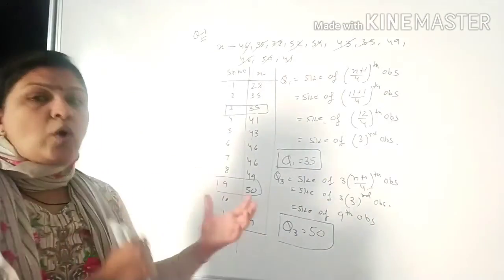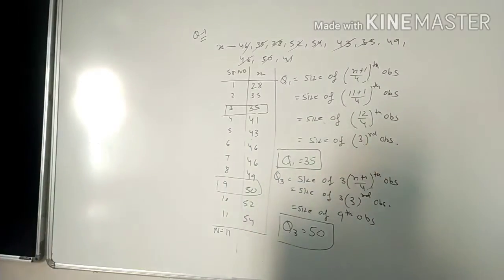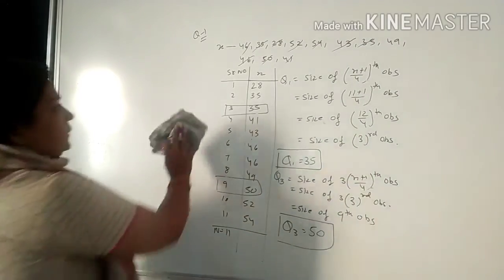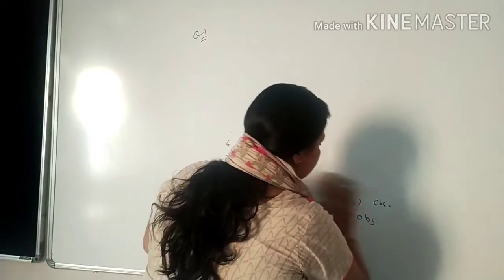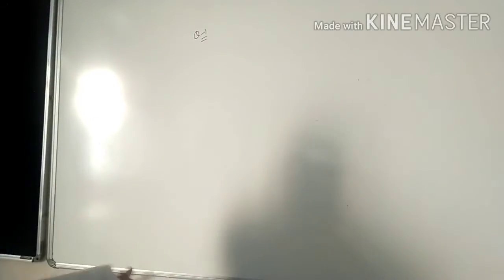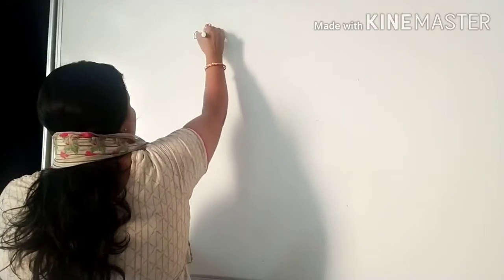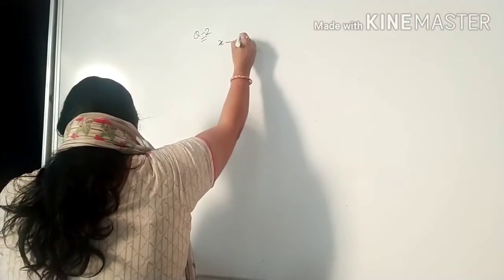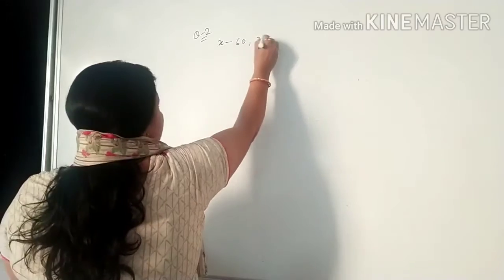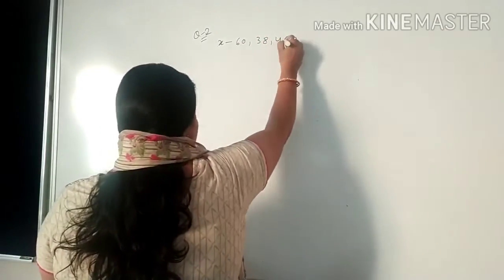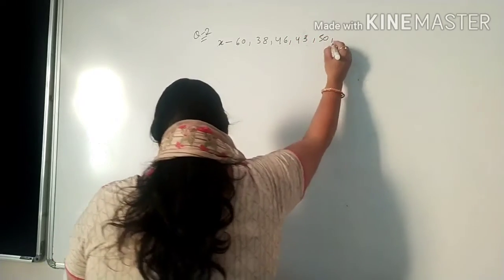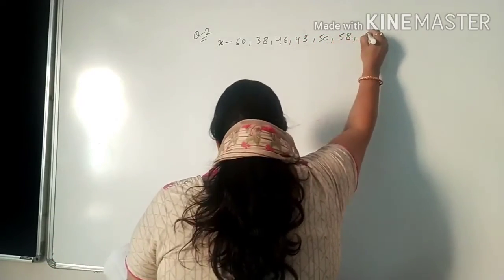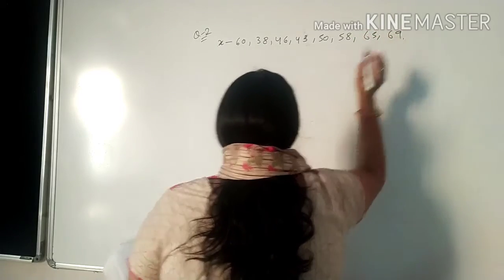Very simple method. This is for the individual series. Now we will do one more sum of the individual series. Now write down the data. X is given to you: 60, 38, 46, 43, 50, 58, 65 and 69. Fine.